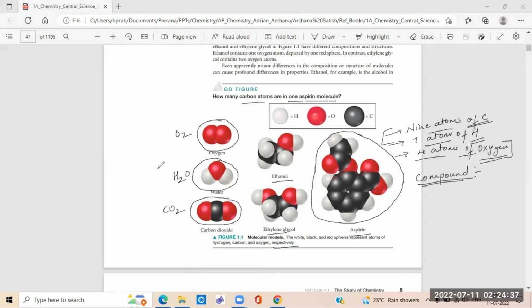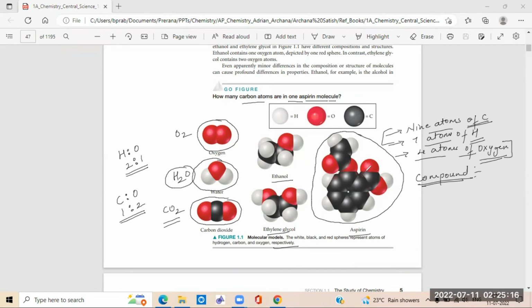You have to have the fixed proportion. Like in water, as you know, the proportion of hydrogen to oxygen is 2:1. So two atoms of hydrogen have to fuse with one atom of oxygen, and only then do we have the molecule of water. Similarly for carbon dioxide, the C:O ratio is going to be 1:2: one atom of carbon with two atoms of oxygen. So the proportion of the number of atoms of every element present is going to be fixed. And when atoms of different elements come together in fixed proportions, we have a compound.